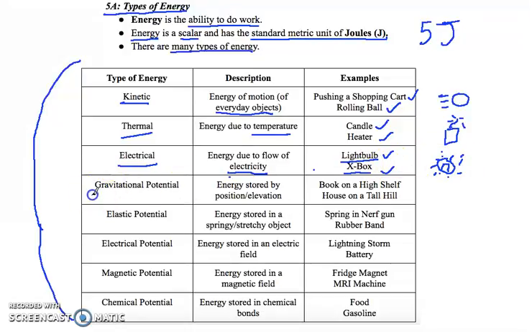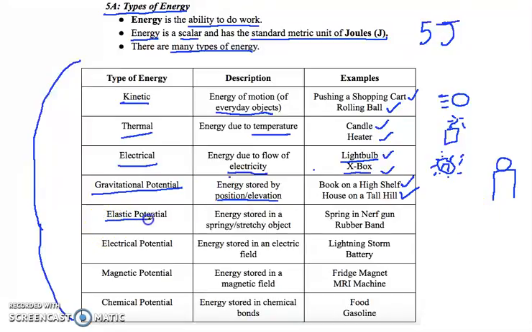The next type is gravitational potential energy. That's going to be energy because something's raised to an elevated position. So an example would be like if you had a book on a high shelf, a house on a tall hill, right? Anything where you have an object that's basically raised off of the ground, you're going to have some gravitational potential energy.